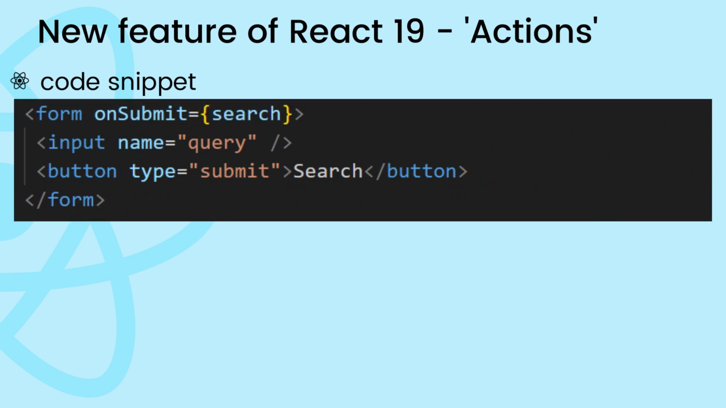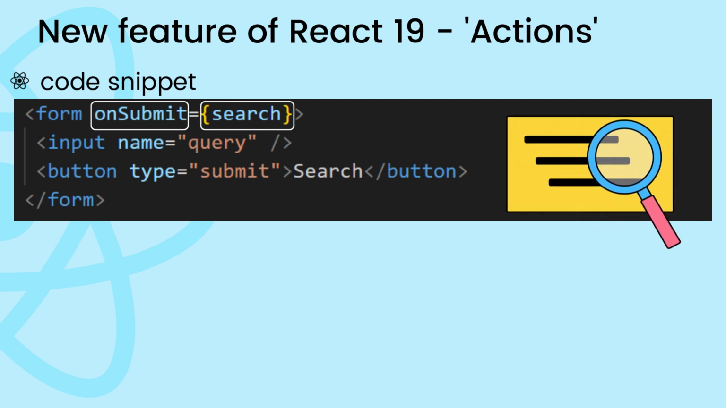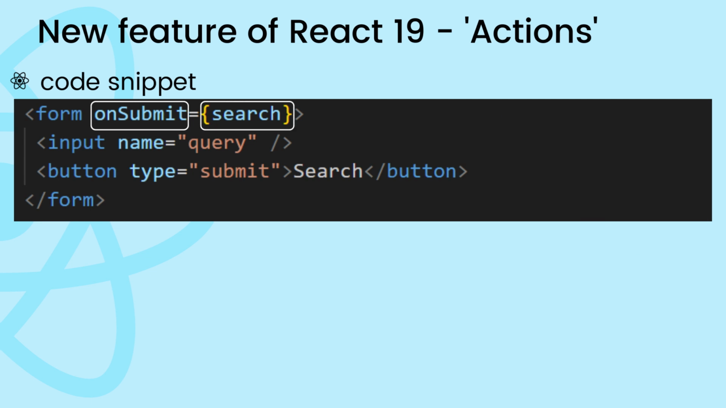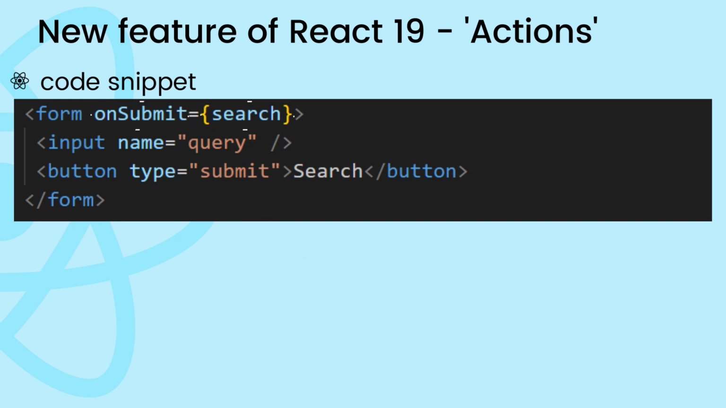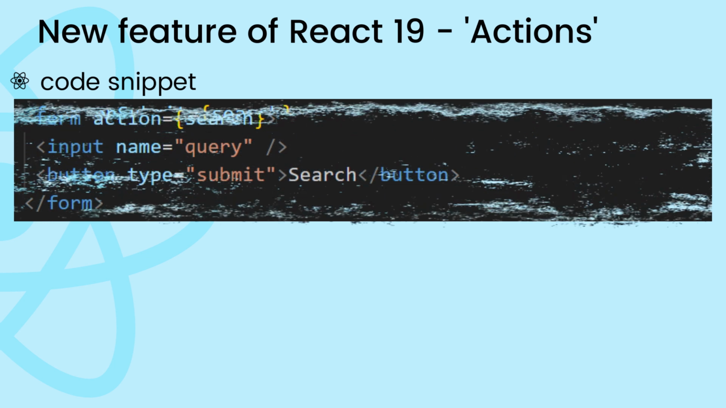In this code snippet, we use the onSubmit event, which executes the search operation. But since React forms rely on events, this search method runs only on the client side. But in React 19, we can replace the events with the action attribute. So here the onSubmit event will be replaced with the action.